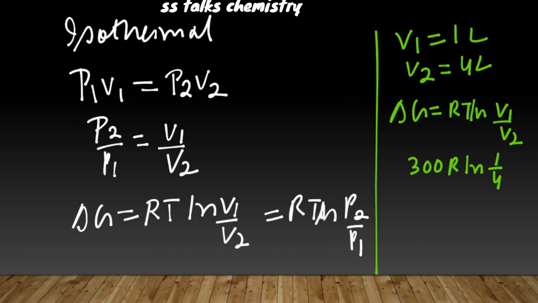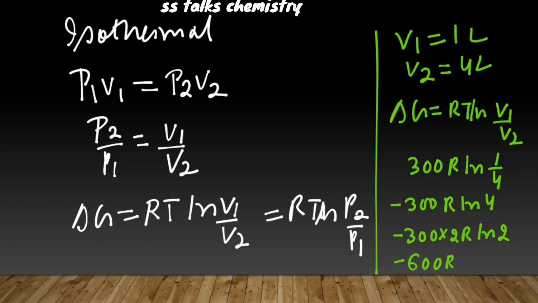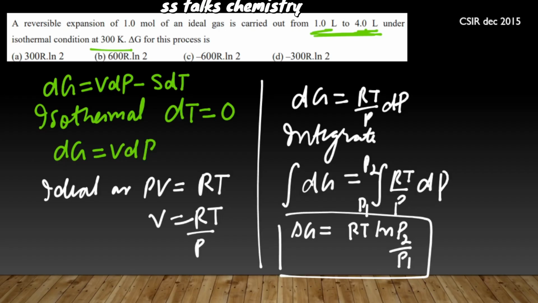R value they have kept as it is. So this is going in the numerator: minus 300 into R ln of 4, or we can write it as minus 300 into 2 R ln of 2, because this 4 we can write as 2 squared, so that 2 comes in the front. So it will become minus 600 R into ln of 2. So this is going to be your answer, right? So option C will be the right answer.